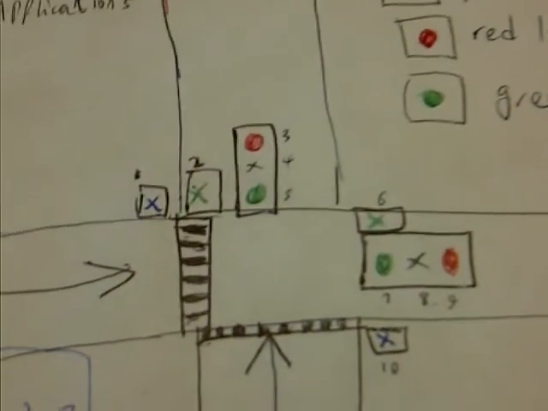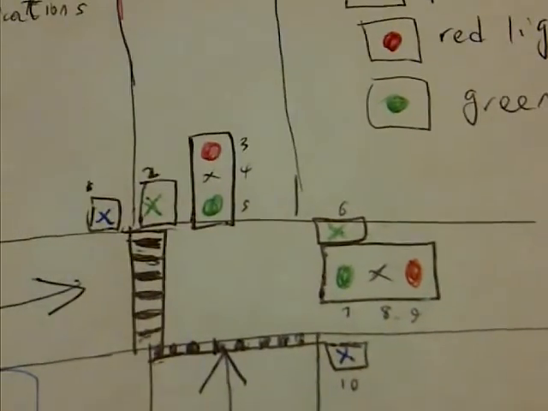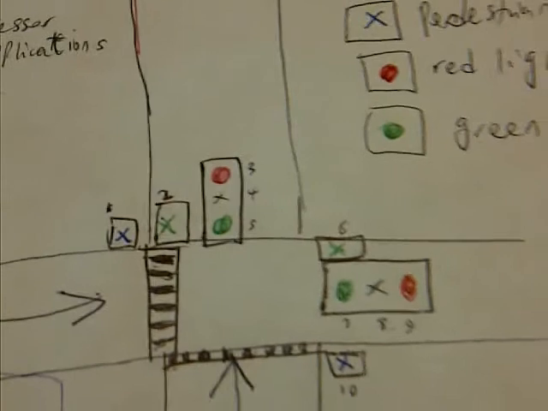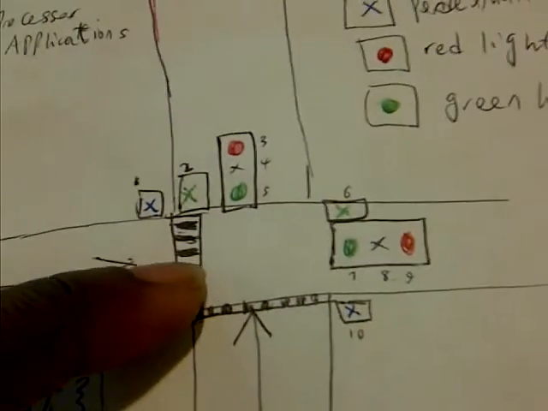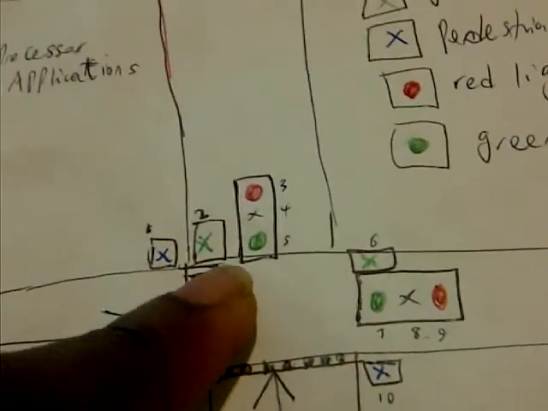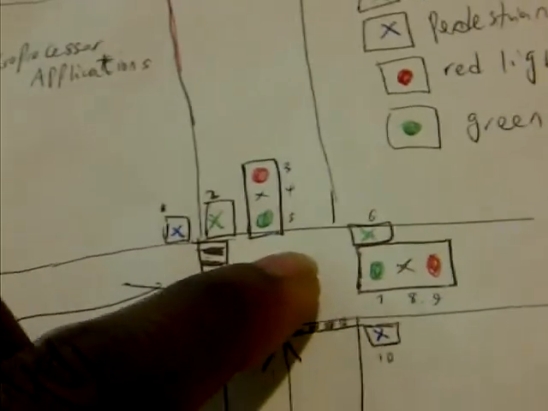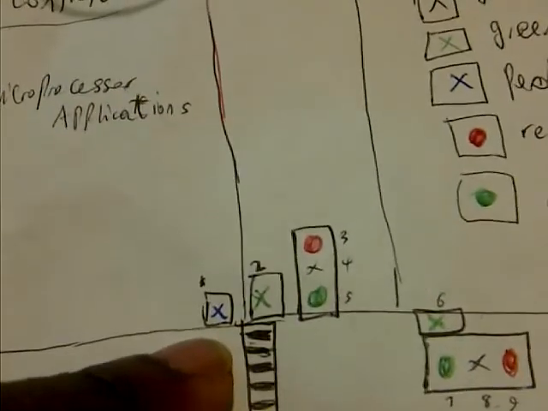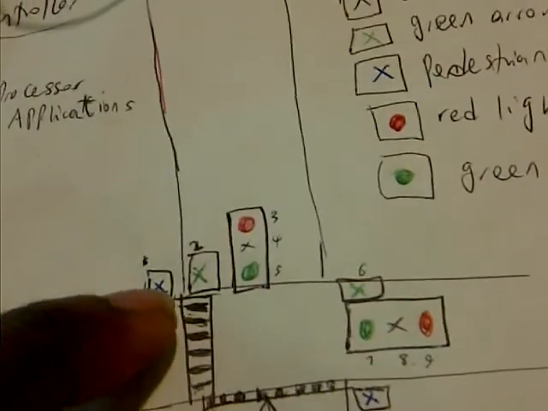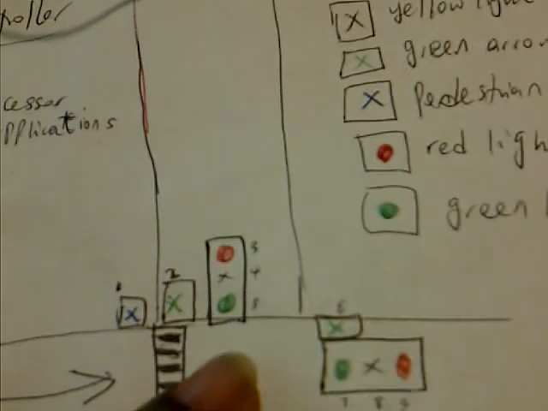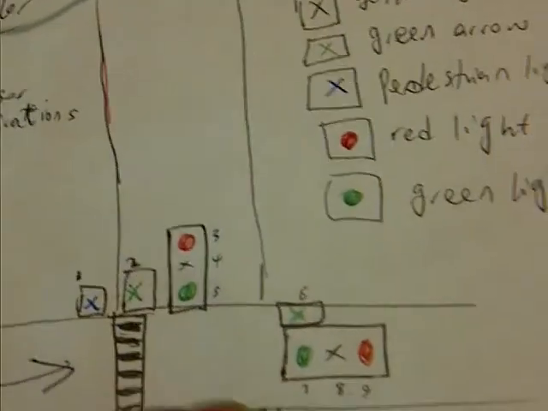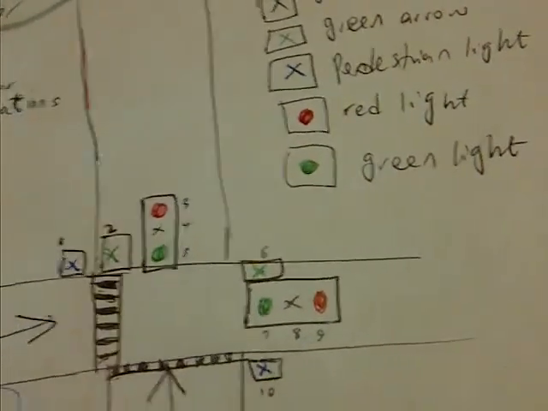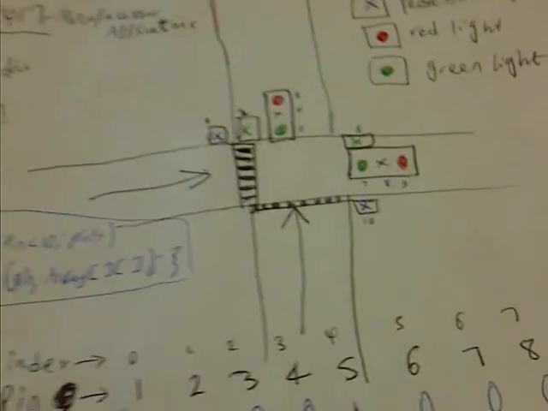And I numbered each of them from 1 to 10, and these numbers represent the pins I'm going to be using for those lights. So the pedestrian light for one direction represents pin 1, then pin 2, pin 3, pin 4, pin 5, pin 6, pin 7, pin 8, pin 9, and pin 10.